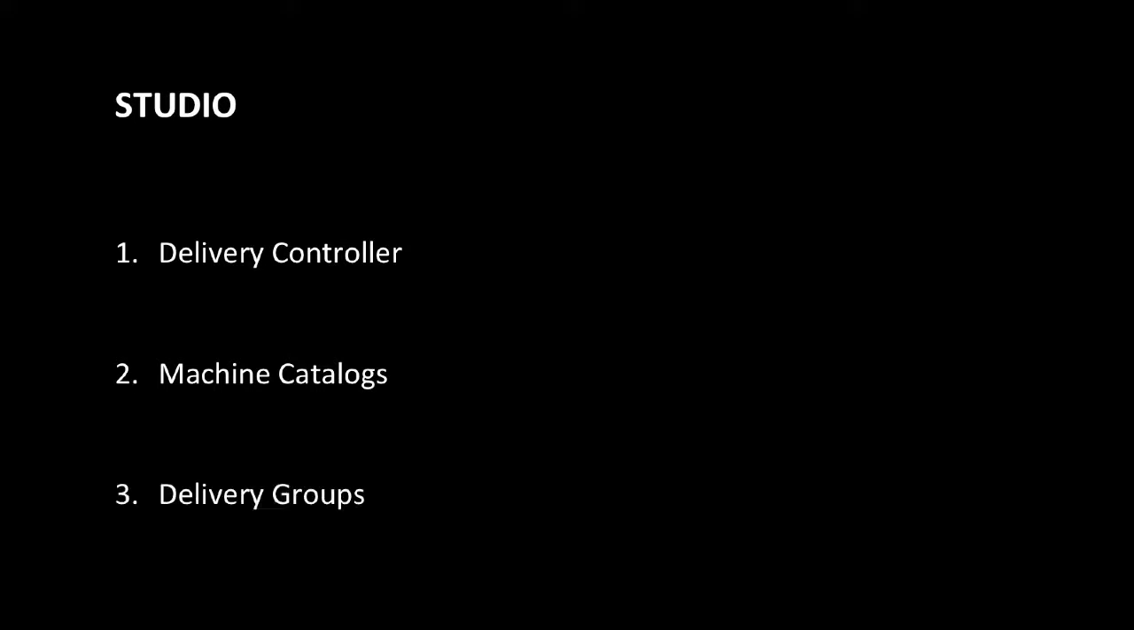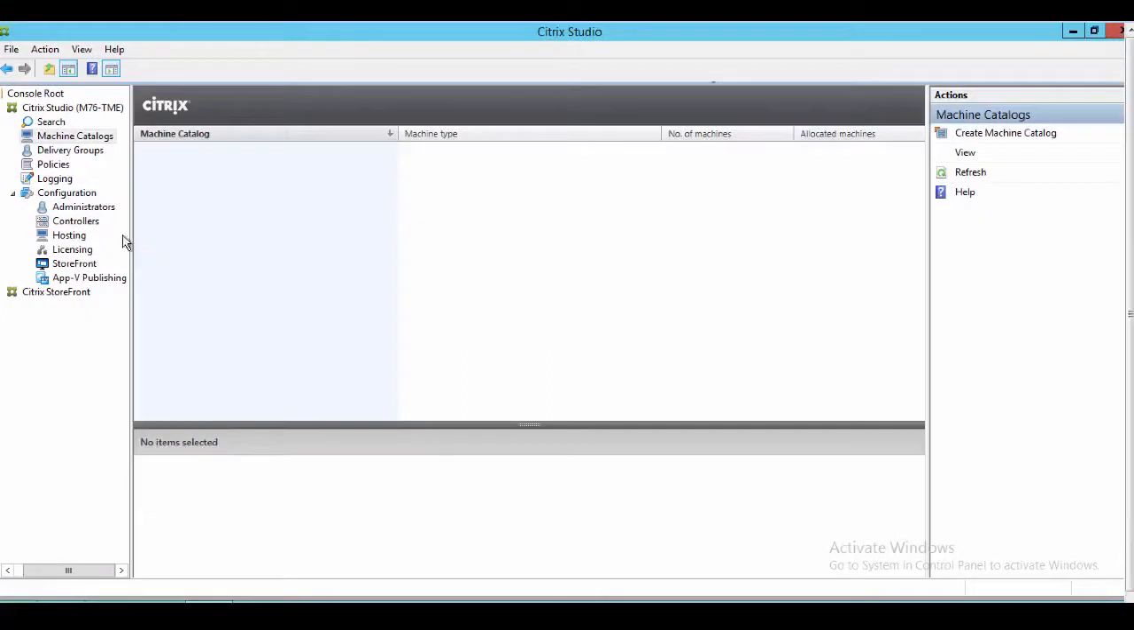If we refer back to our conceptual architecture, we use the Studio to define our resource layer via the creation of machine catalogs, as well as the user layer by defining delivery groups. Let's have a look at the Studio interface now.